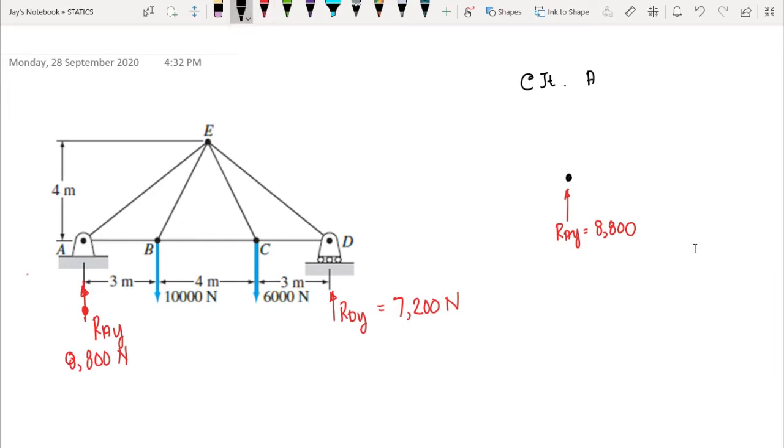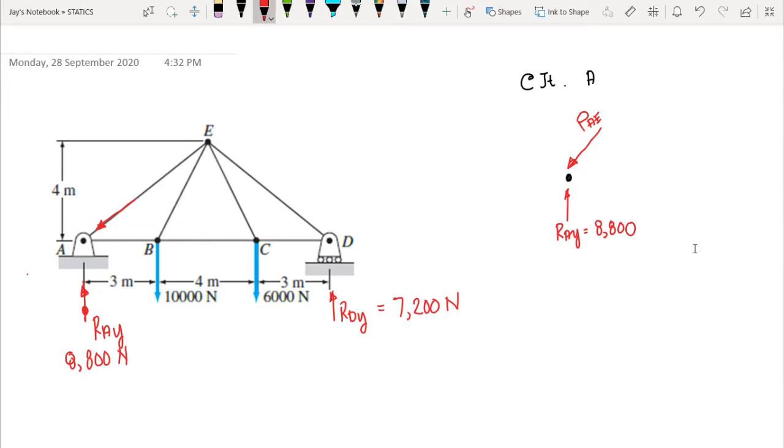But again, we do not know yet the direction of their forces. So we can assume first. You will know if your assumption is correct if you get either a positive or negative value. If you have a positive answer, that means your assumption is correct. But otherwise, your assumption is incorrect or wrong. Now, we assume our AE here as, let's say, compression, that is acting towards the joint. So we have our force here acting towards the joint. Let's say that's our PAE, or the force of member AE. Again, you can say that a force is compression if it is acting towards the joint. If tension, it is acting away from the joint.